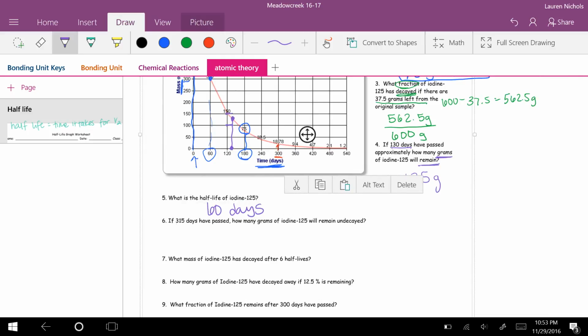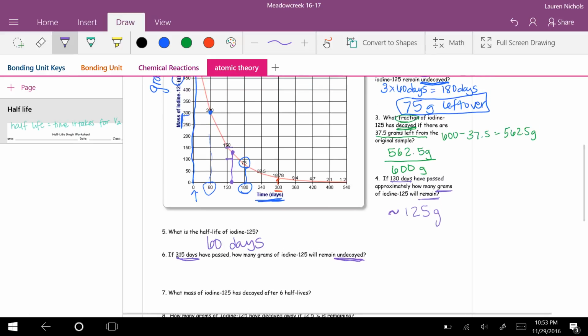All right, so if 315 days have passed, how many grams of iodine 125 will remain undecayed? So now we're looking at 315 days. Now if we look on our x-axis, 315, I don't know, somewhere around here. Now, it's a little more difficult to make this estimation, but we know it's going to be less than 18.78 and more than 9.4. So we can just say around 16 grams.